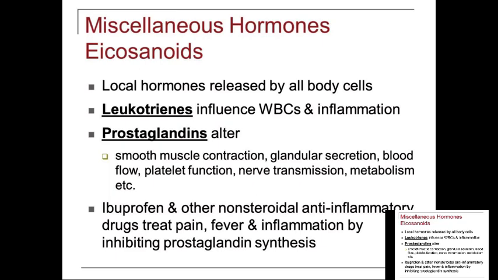Leukotrienes influence white blood cells and inflammation, and prostaglandins also are involved in inflammation, smooth muscle contraction, platelet function. It's involved in producing mucus in the stomach. So it helps to explain why if someone is taking too much aspirin and they're blocking prostaglandins, they're not going to make mucus in the stomach. The acidic environment wins and you tend to get ulcers.